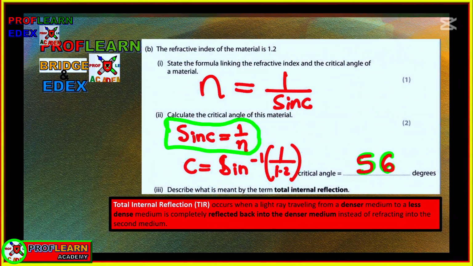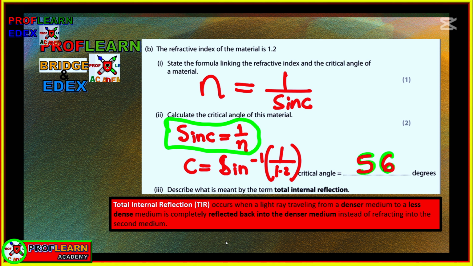You need also to know that the refractive index is 1 over sine C, where C is the critical angle. Then if you are given the refractive index as 1.2, we are going to say sine C is equal to 1 over n, where the refractive index is 1.2. Then the sine inverse of that is going to be 56 degrees. So the sine inverse of 1 over the refractive index is going to give us 56 degrees.